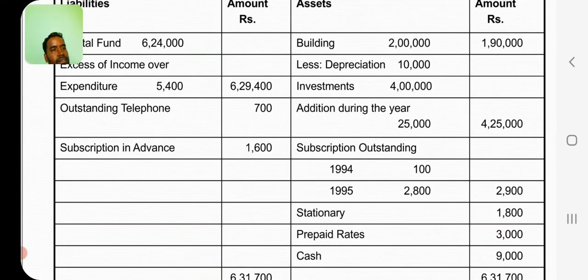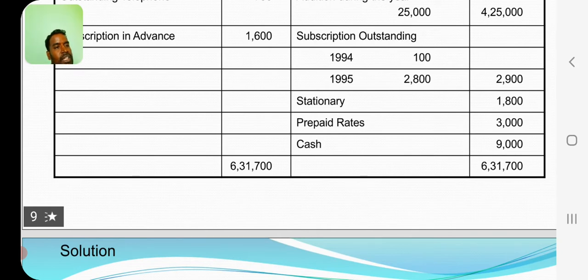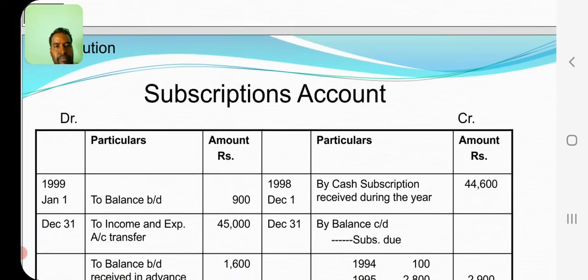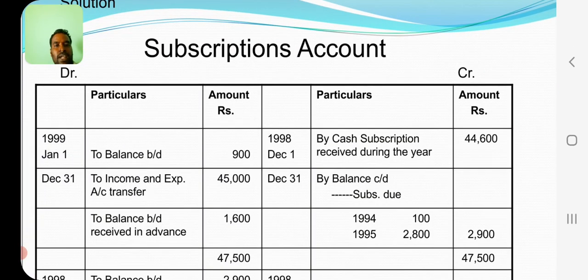So building 2 lakhs minus depreciation 10,000, 1,90,000. Okay. Investments 4 lakhs and add during the year 25,000. So total is 4,25,000. So subscription outstanding for the year 9,400, 95, 2,800, it is 2,900. Stationery 1,800. Prepaid rates 3,000. Cash 9,000. 6 lakhs 31,700 is the answer. Balance sheet should tally.